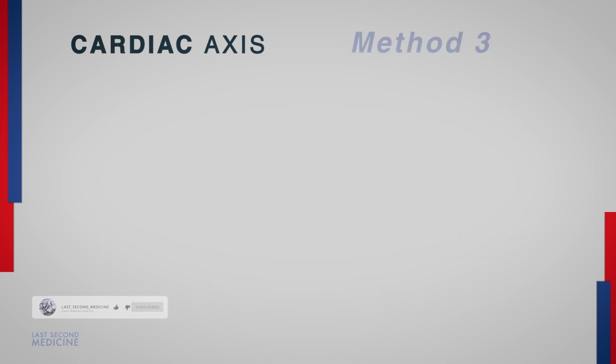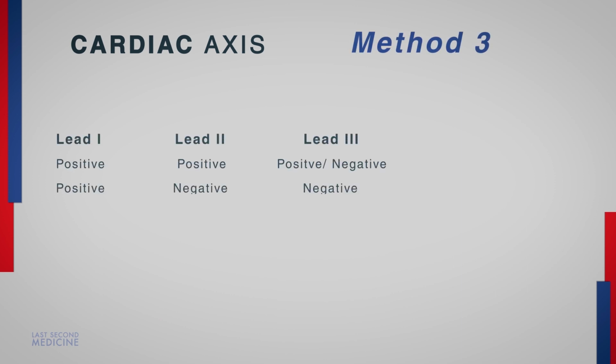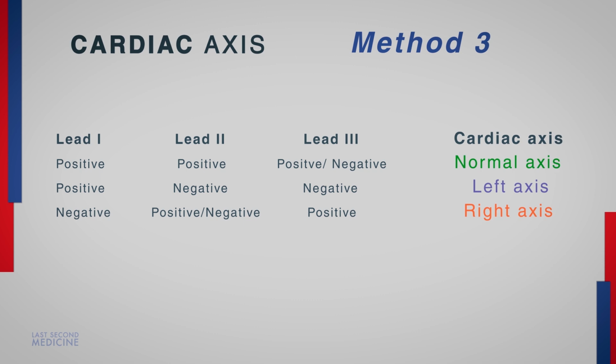Method 3. It is the extension of the first method, more accurate when we include lead 3 as well in finding the axis, and this table will help you in interpreting what the cardiac axis is.